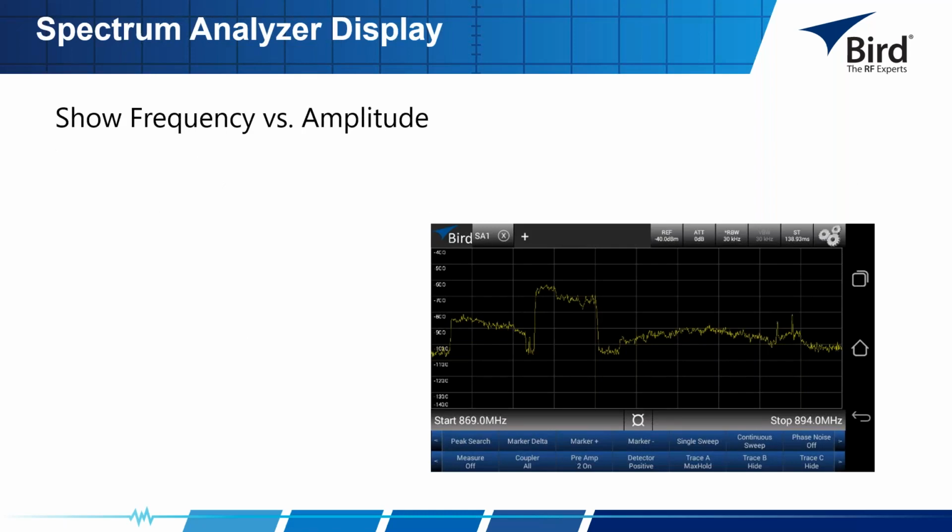So here, my display is going to show frequency versus amplitude. Frequency is across the bottom of the display. Amplitude is up and down the left side.